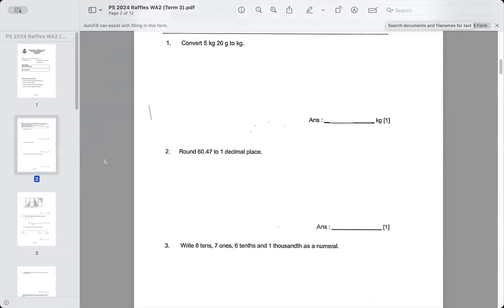Okay, question 1, convert 5 kg 20 grams to kg. First thing, let's convert this to grams first. So 5 kg 20 grams. Remember, 1 kg is 1000 grams. So 5 kg will be 5000 and another 20 grams.